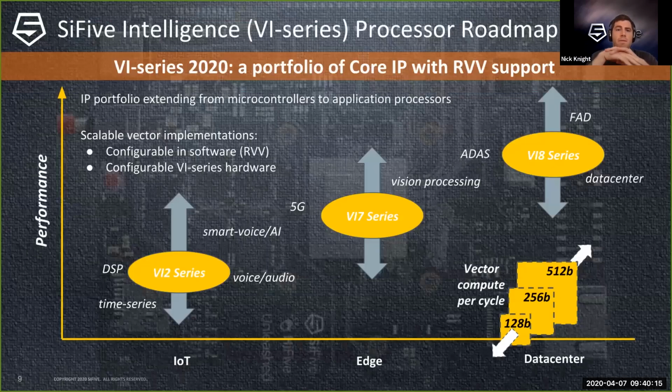Now, our roadmap for the next 18 months: we have a couple of different VI series offerings. We're going to have an IoT offering called VI2, an edge offering called VI7, and a data center targeted offering called VI8. These span the design space from microcontrollers to application processors. As I've just discussed, these are configurable in software by the RISC-V vector extension, but they're also configurable in hardware, depending on what your needs are.